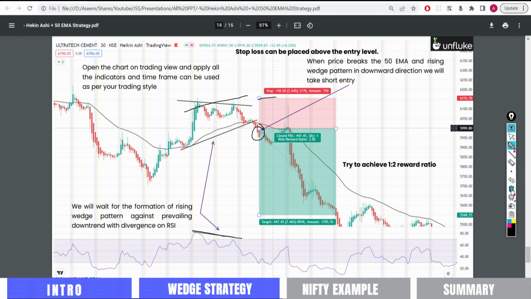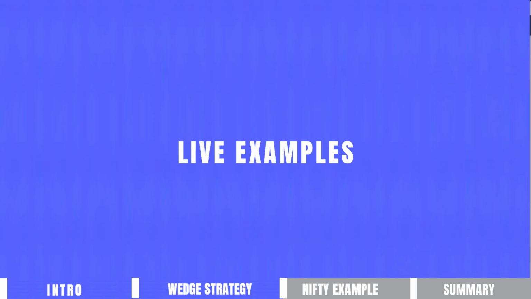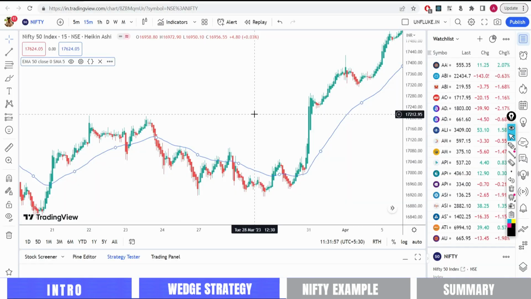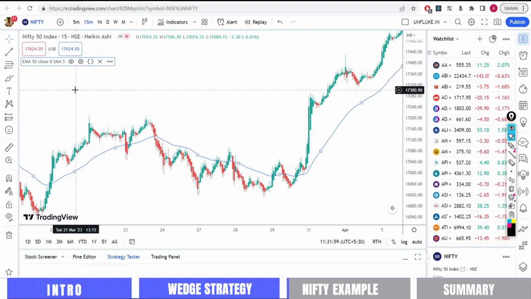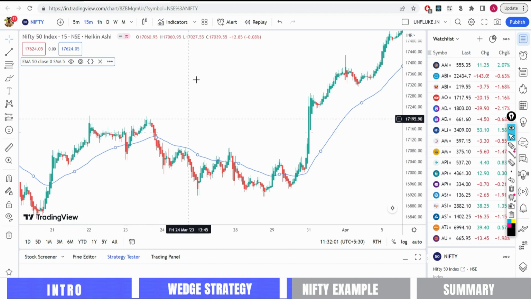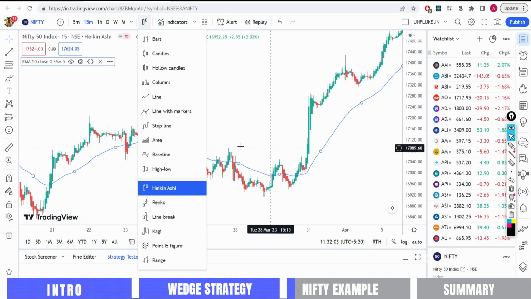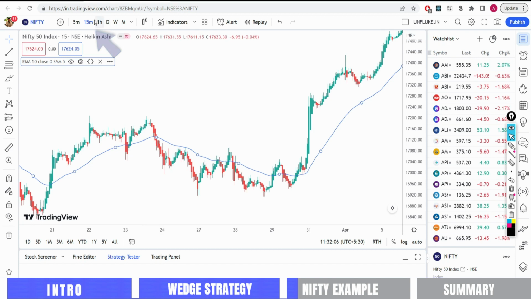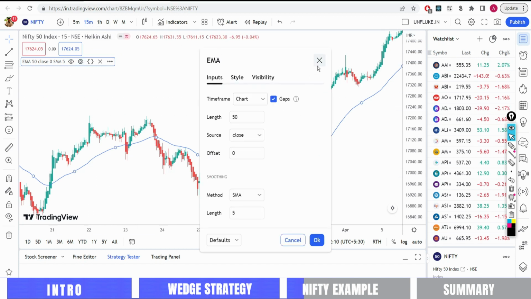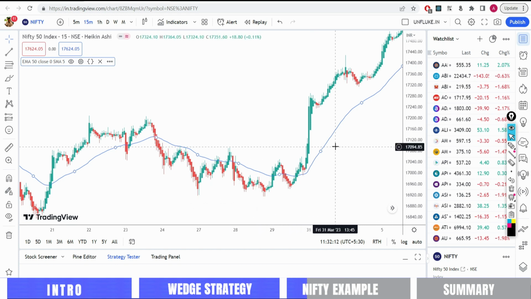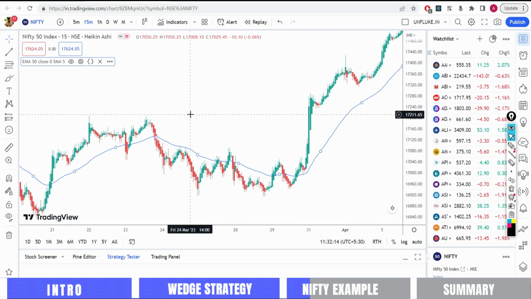Let's also see one example on Nifty. And now I'm going to show you a buying example. So the first step is, let me show you what all I've added here. So I've converted the candles into Heikin-Ashi. I'm doing it on a 15 minutes time frame. And I've added the 50 EMA. So my setup is done. Now the only thing that I'm looking for is a wedge. So this time I will tell you the bullish wedge.